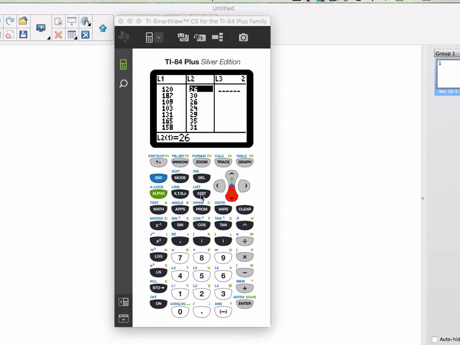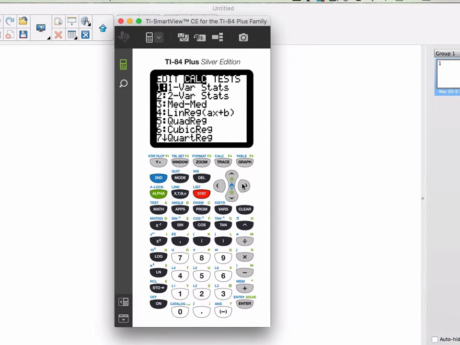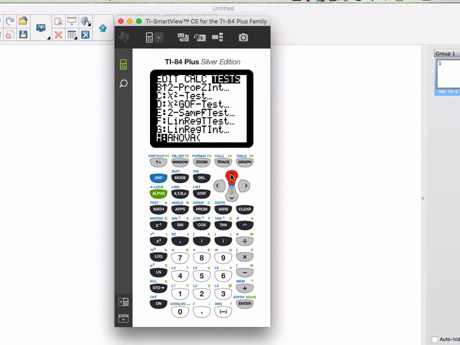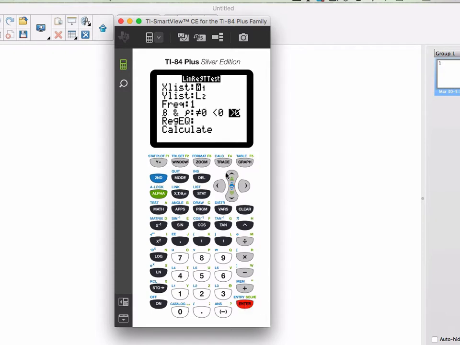run a LinReg t-test. So here I'm going to just do stat, arrow twice over to tests, and then I arrow up because it's way close to the bottom anyway. And I'm going to run a LinReg t-test. My X list is L1, my Y list is L2. And then I've peeked ahead at 8 already. Sorry to not let you in on that little secret before now.